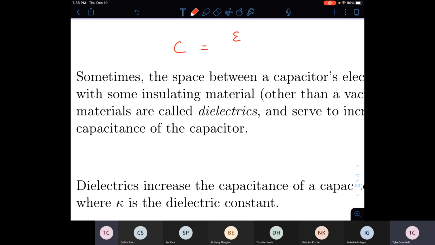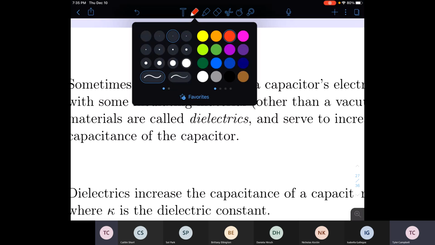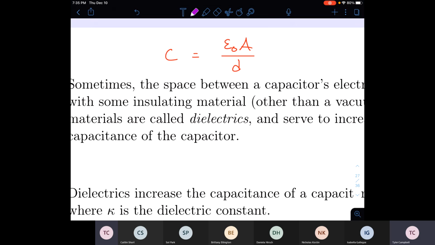And the only effect they have on your capacitor is by modifying what we call the permittivity of free space, that epsilon naught constant right there. And in every single one of these problems, you'll be given a dielectric constant, which looks like this, kappa. All the dielectric does to the capacitance is just multiply onto that permittivity of free space.